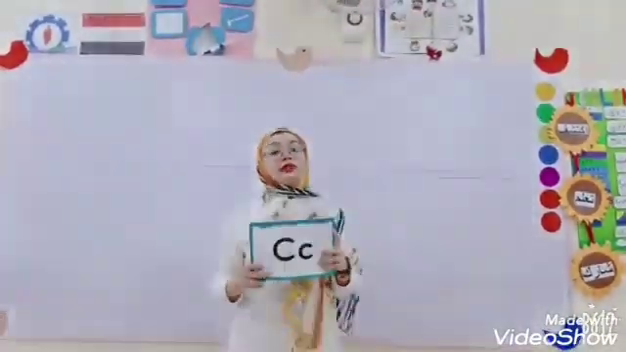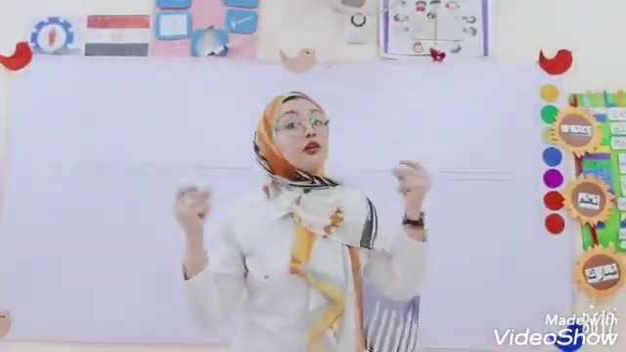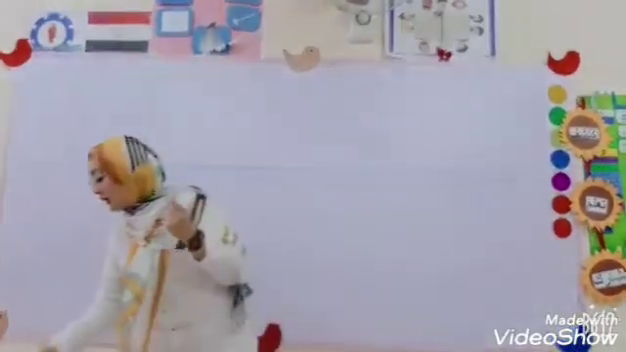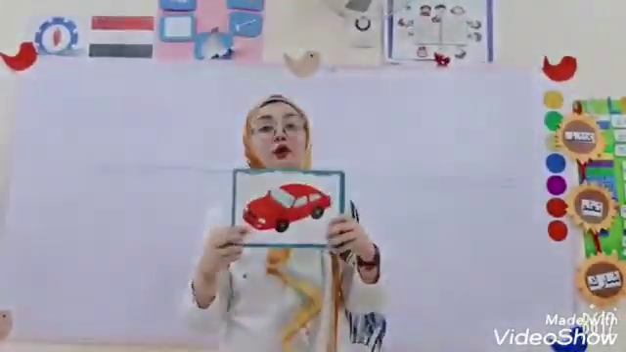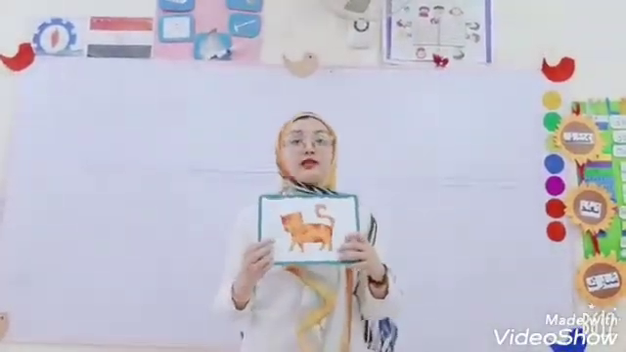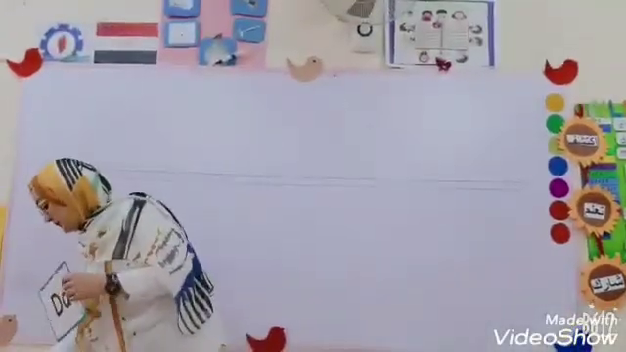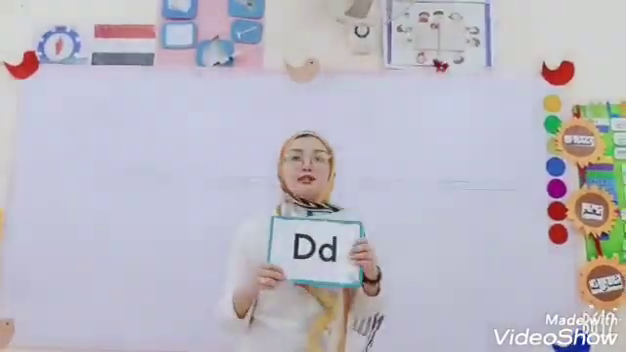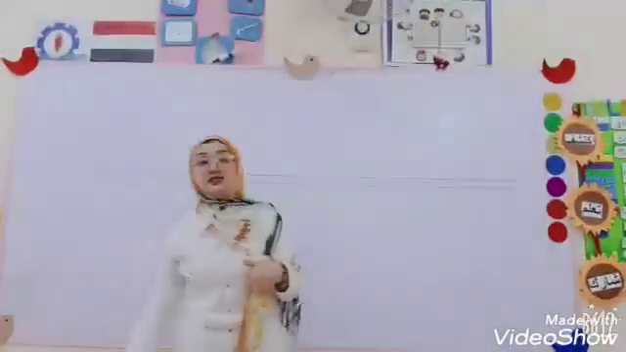The next letter, letter C. What are the sound and action of letter C? Okay. What's this picture? Car. Car. Cat. Cat. The next letter, letter D. Letter D. What are the sound and action of letter D?